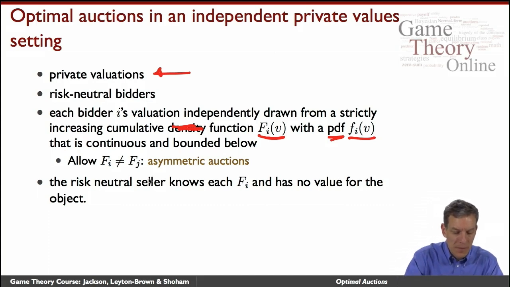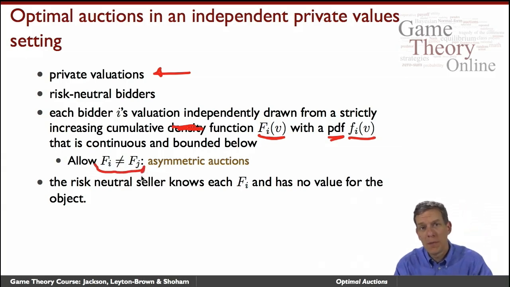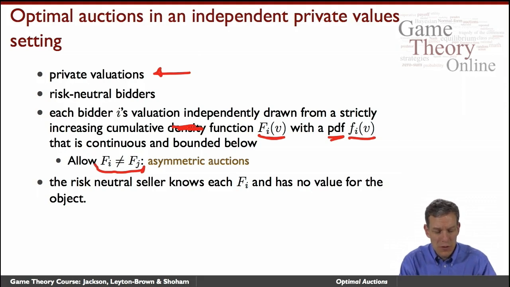so uniform distribution or a series of other distributions that will keep things nicely shaped. We're going to allow for asymmetries among the individuals. So now we're going to allow one bidder to have one distribution and another bidder to have a different distribution. So it could be that I think of some bidders as having deep pockets and high values, and other bidders as being more thrifty and not having as high a value for an object. So we're going to have different distributions.